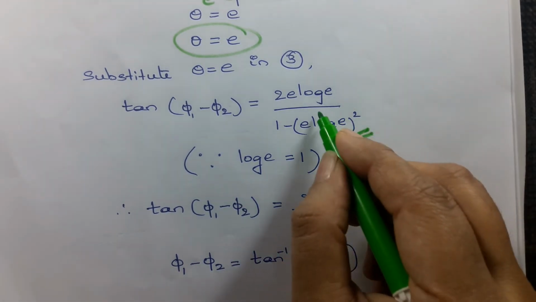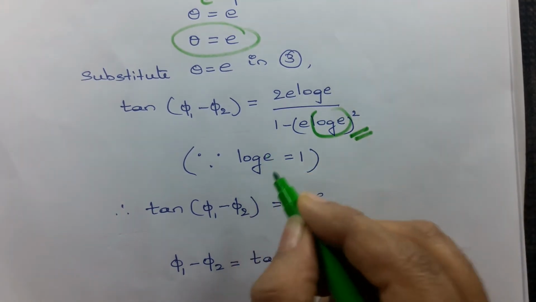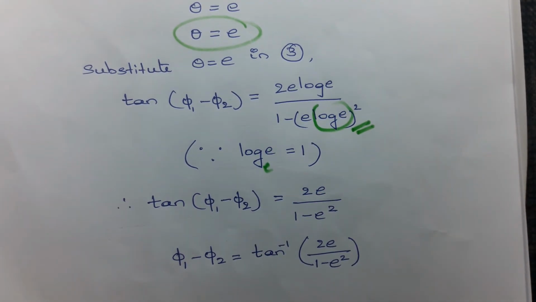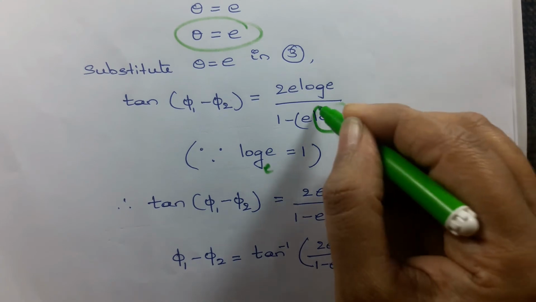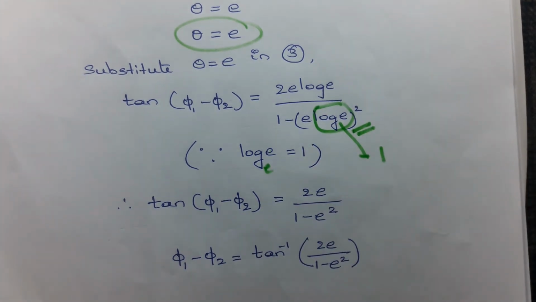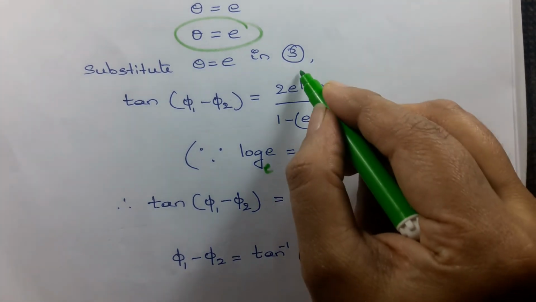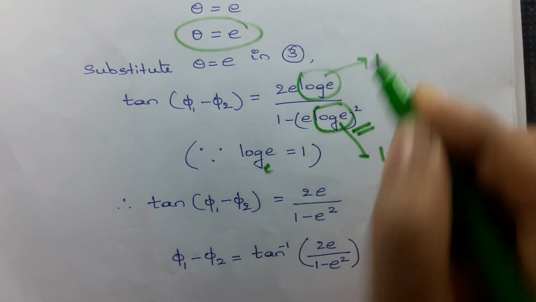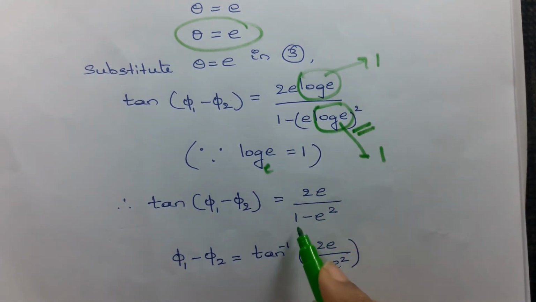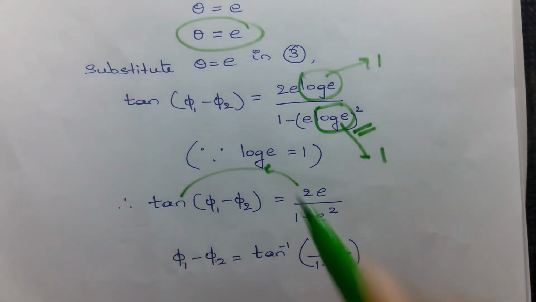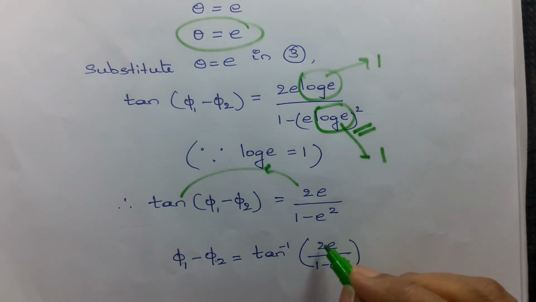But what is the log e value? Log e, base e, is always 1. So this value becomes 1. If you substitute, here also the log e value is 1. So I'll get 2e divided by 1 minus e square. Or phi 1 minus phi 2 is equal to tan inverse of 2e divided by 1 minus e square.